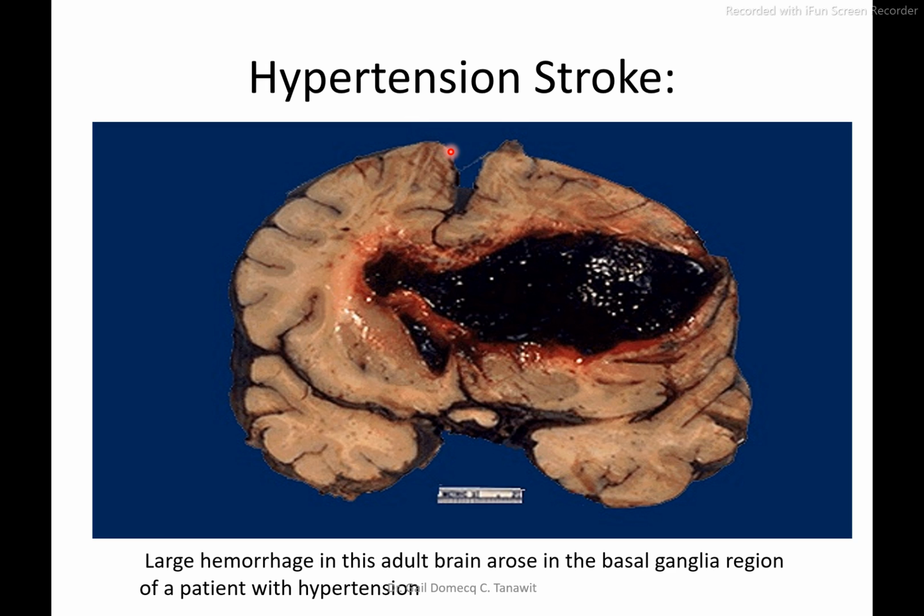So we have here hypertension stroke. Okay, ayan. Okay, 200 over 120, okay lang yan, Dok, kasi wala naman akong nararamdaman. So pwedeng ito yung mangyari later on, hypertension stroke. This is a large hemorrhage in this adult brain arising in the basal ganglia region of a patient with hypertension.